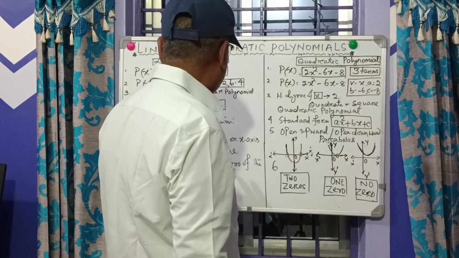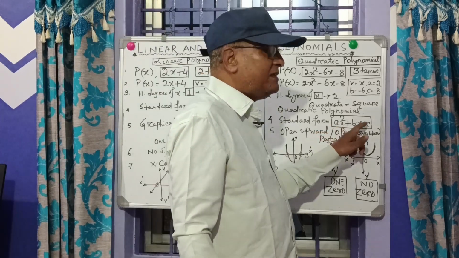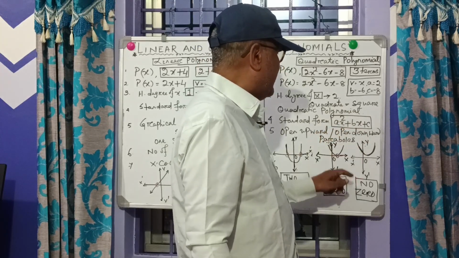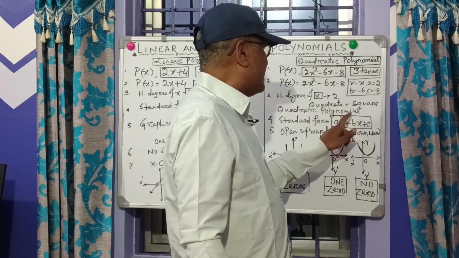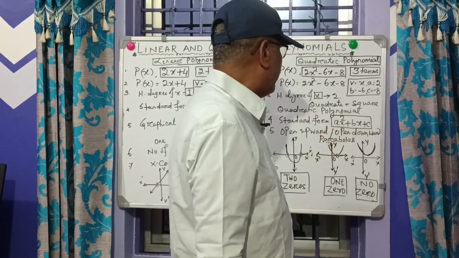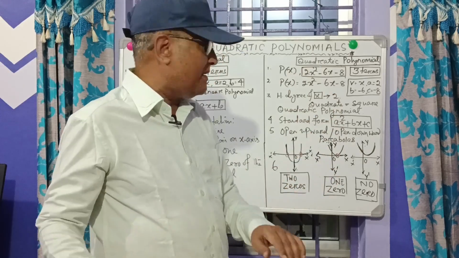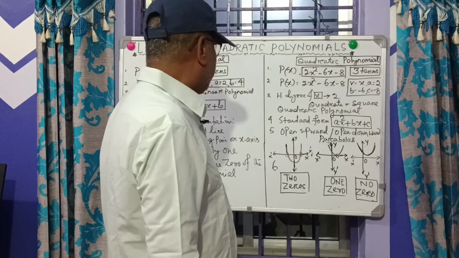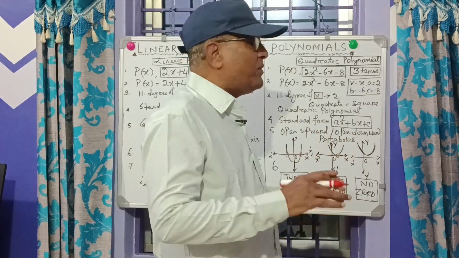Standard form: for two terms we had ax + b. Here we have to write three terms: ax² + bx + c. So a is the coefficient of x², b is the coefficient of x, and c is the constant. This is the standard form to represent a quadratic polynomial. Now look at the graphical or geometrical representation of a quadratic polynomial.